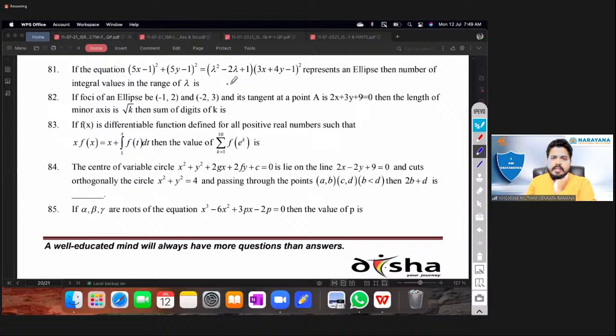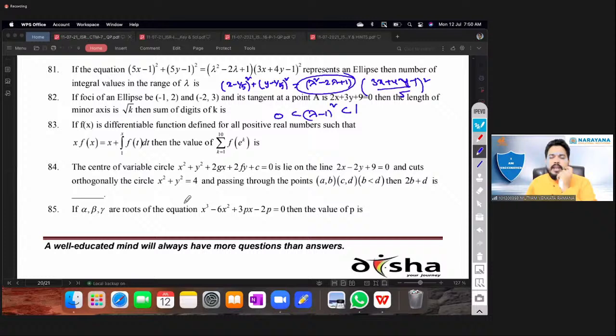What is this one? You can write it as x minus 1 by 5 whole square plus y minus 1 by 5 whole square. 5 square is there. So it is lambda square minus 2 lambda plus 1. That 5 will be coming this side. It is 3x plus 4y minus 1 by 5 whole square. So this value should lie between 0 and 1. So lambda minus 1 whole square lies between 0 and 1.